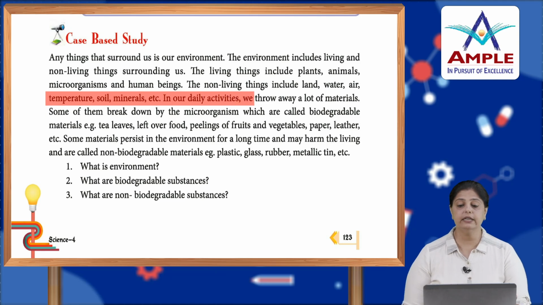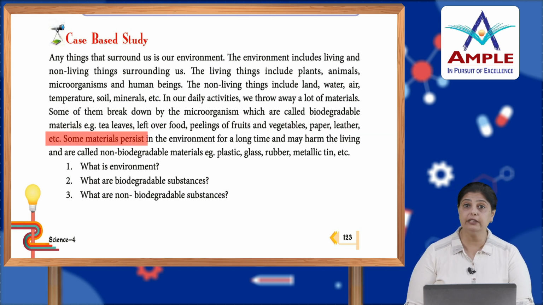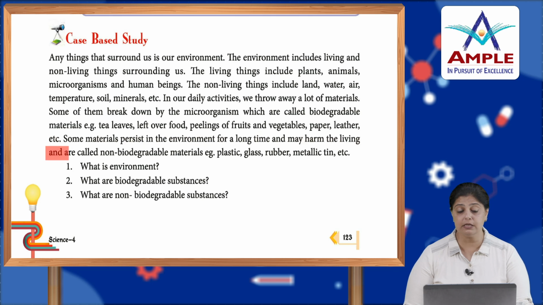Okay. So, in our daily activities, we throw a lot of materials. Some of these materials break down by the microorganisms and hence they are called biodegradable materials. Example, tea leaves, leftover food, peels of fruits and vegetables, paper, leather, etc. Now, some materials persist in the environment for a long time, and they may harm the living beings, and are thus called the non-biodegradable materials. Example, plastic, glass, rubber, metallic tin, etc.